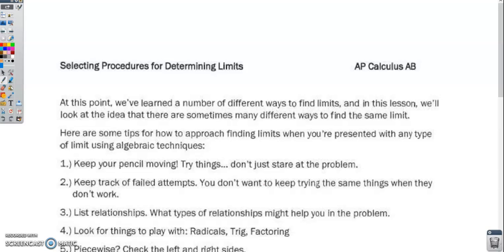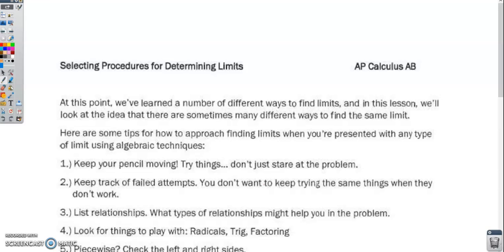All right. So basically, we've reached the stage where we've learned a number of techniques for finding limits, different things that we can do algebraically. We've also learned how to do them graphically and numerically, although in this lesson, we're really focusing on the algebraic approach and different techniques that we can use and things to look for and how to approach a wide variety of different limit problems.